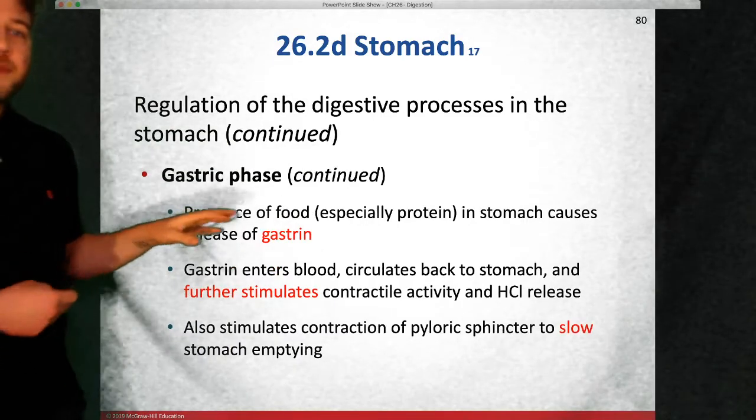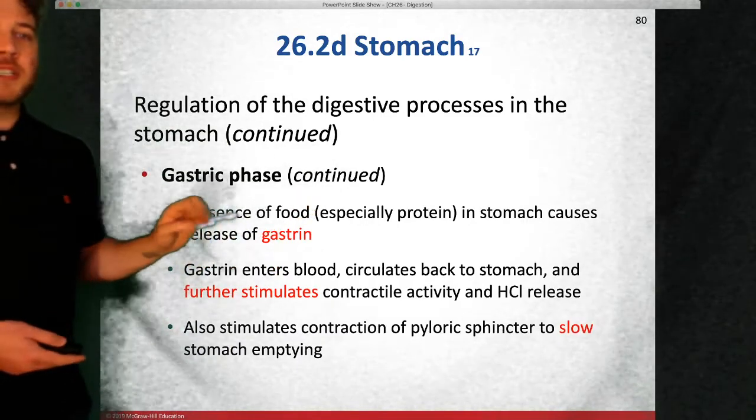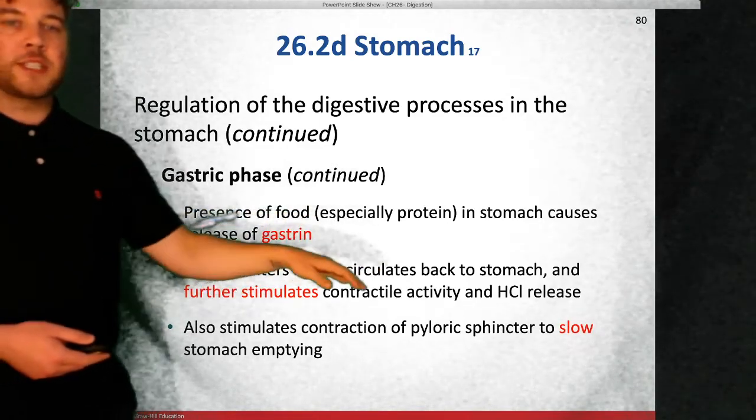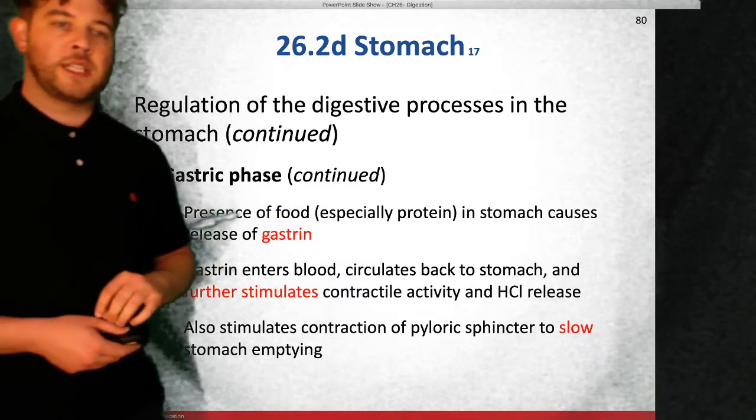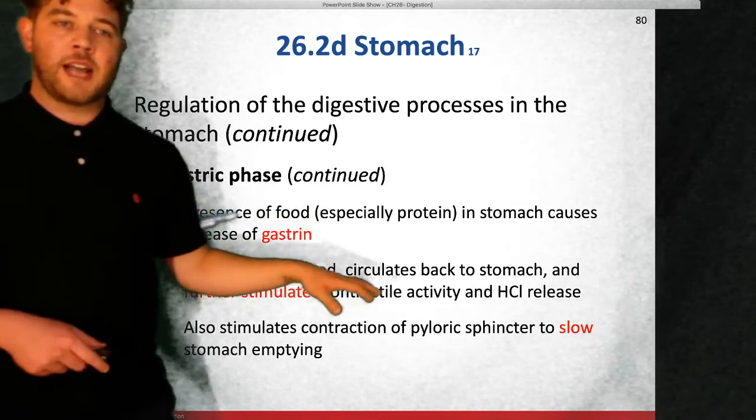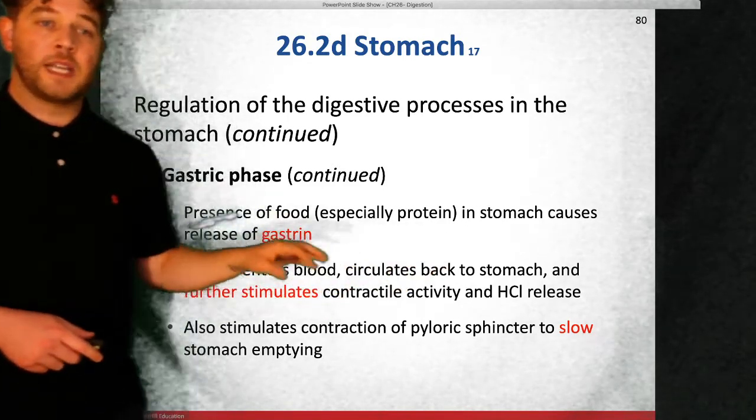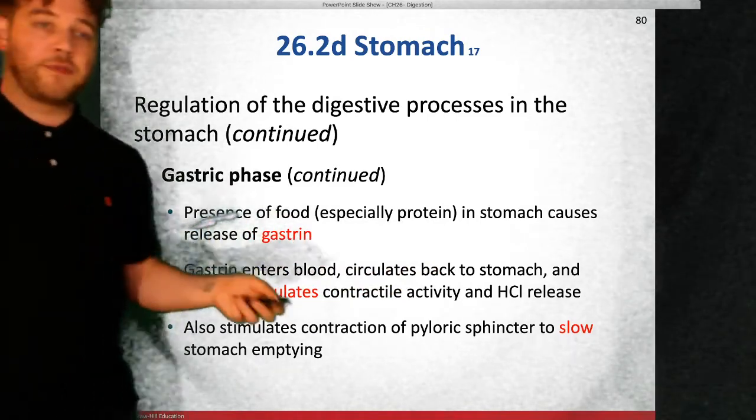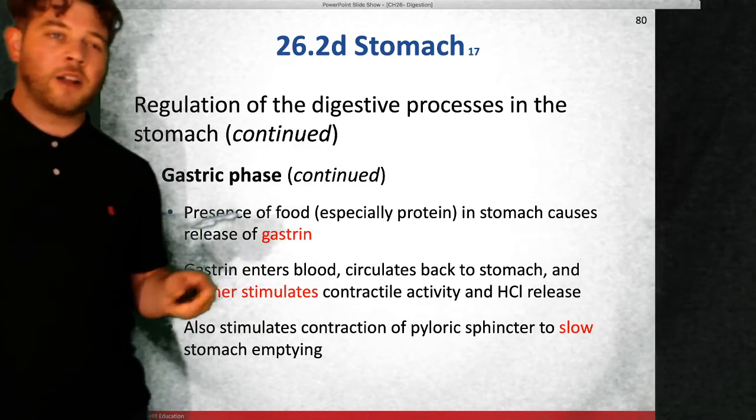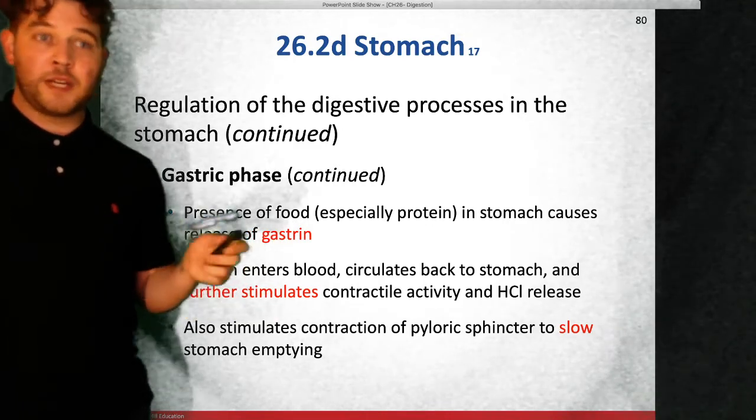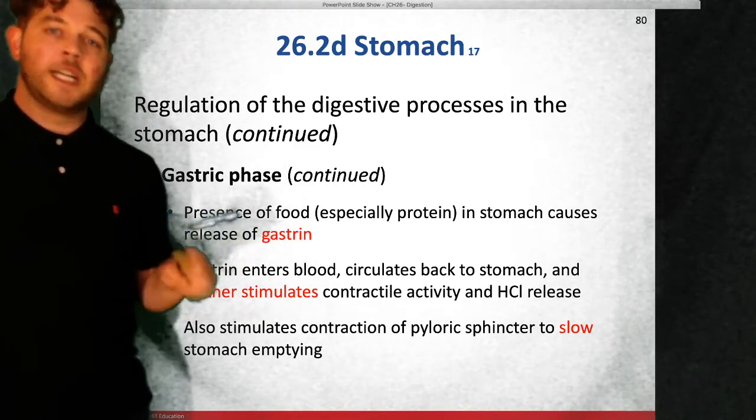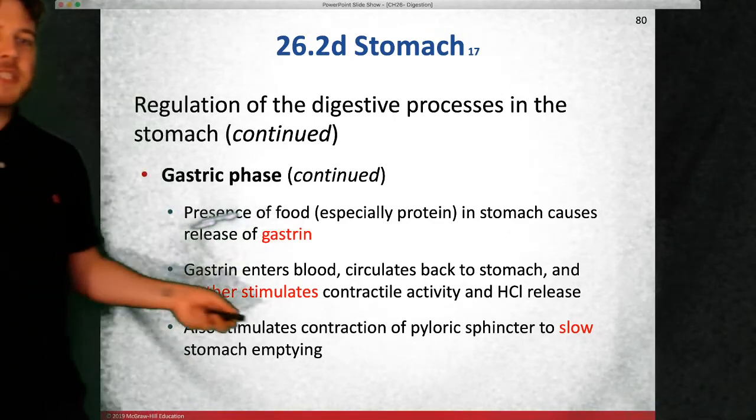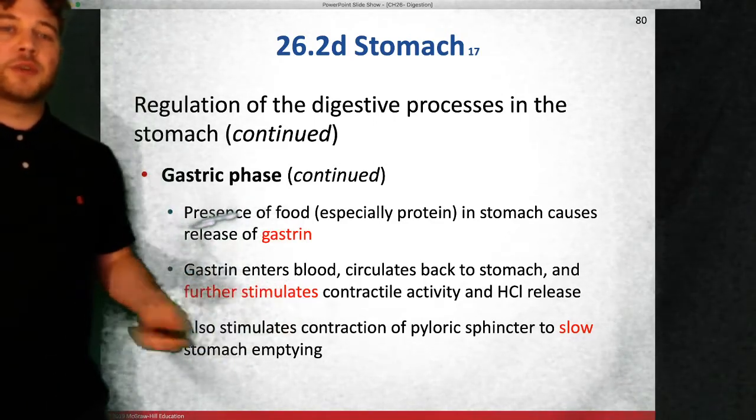moving. Presence of food in the stomach causes the release of gastrin that enters the blood, circulates back to the stomach, and further stimulates contractile activity and HCl release. It's not necessarily acting on the same cells though, so this is a full endocrine hormone because it is going fully into the bloodstream. I would not call it an autocrine because it's not going back to the same cell. You could probably call it a paracrine though. Also stimulates contraction of the pyloric sphincter to slow stomach emptying.